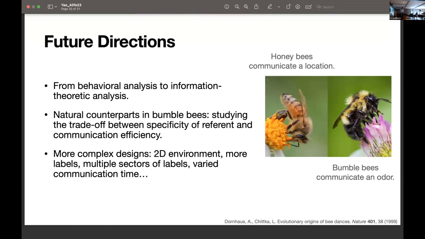It's also possible for individual bees to use their own experience with the environment. So there's apparently an evolutionary trade-off between specificity of communication and the efficiency of finding the target, and this model can be used to study this type of natural phenomenon. We also expect more complex designs, such as a 2D environment, more labels, multiple sectors of labels, or varied communication time.